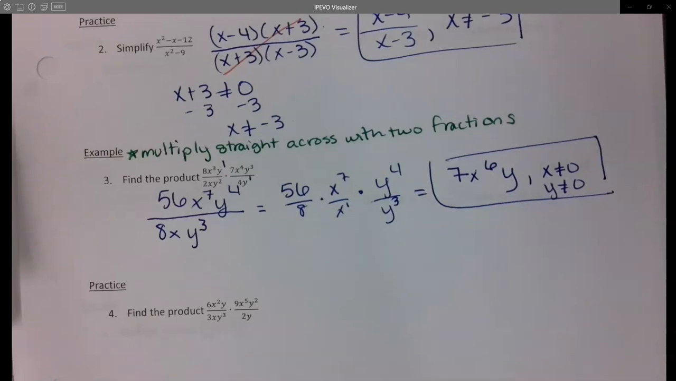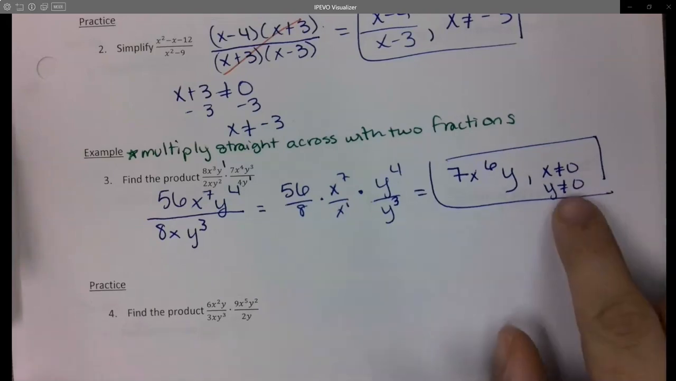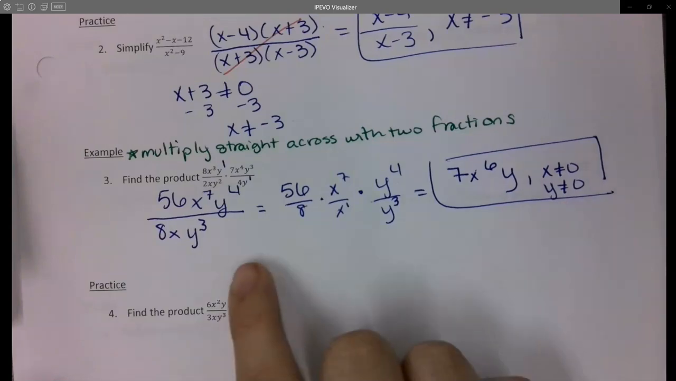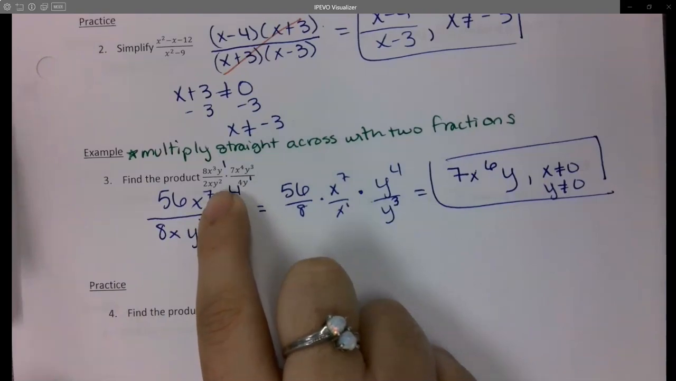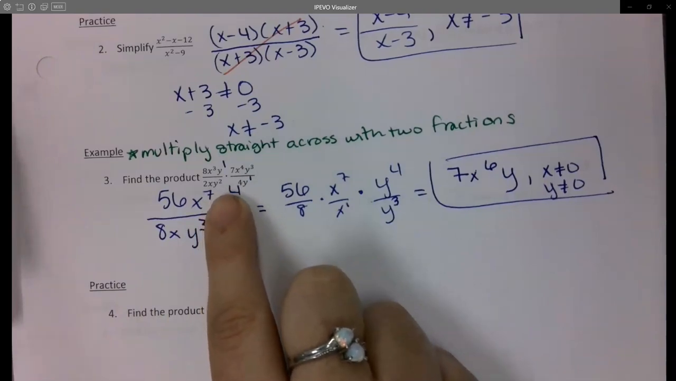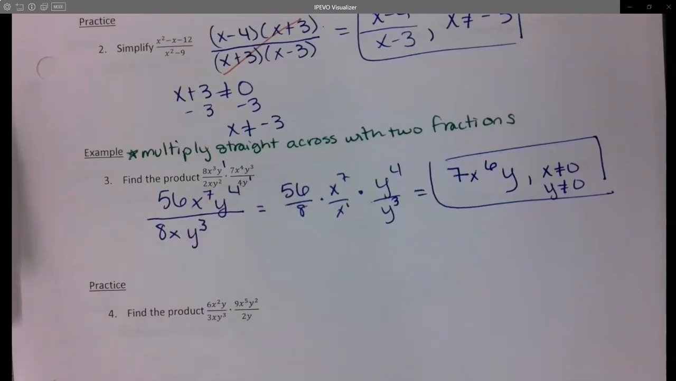Questions here? What do you mean? Y doesn't equal 0? Since both of them were originally on the bottom of the fractions, I can't have them equaling 0, because multiplying by 0 on any of them will give me 0 on the denominator. And you can't have zeros on the bottom of fractions. Any other questions here?